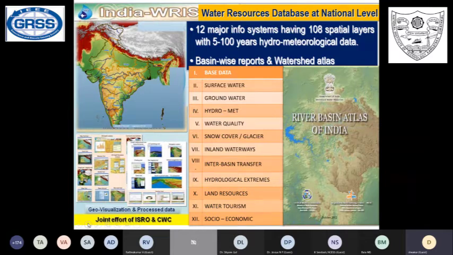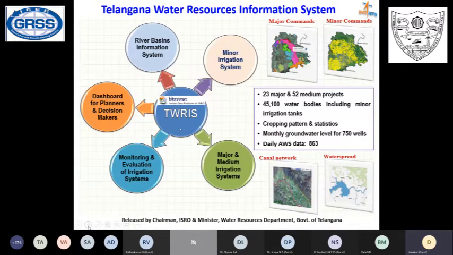On the waterfront, we have produced an excellent information system for the Water Resources Ministry, which broadly looks at basin level data. The base data onwards, even socio-economic data has been beautifully captured and kept. You have all the surface water bodies, groundwater, hydromet, and even water quality information, snow glaciers, and various other data sets are there. So it's a multi-layer GIS database that exists for the entire country, which could be analyzed for water budgeting, and you can do management of water in a much unique way.